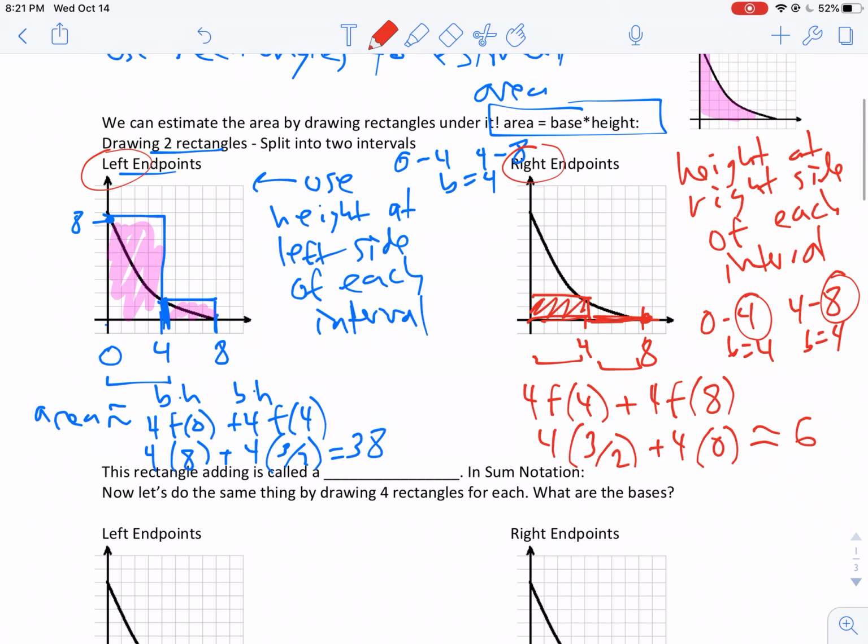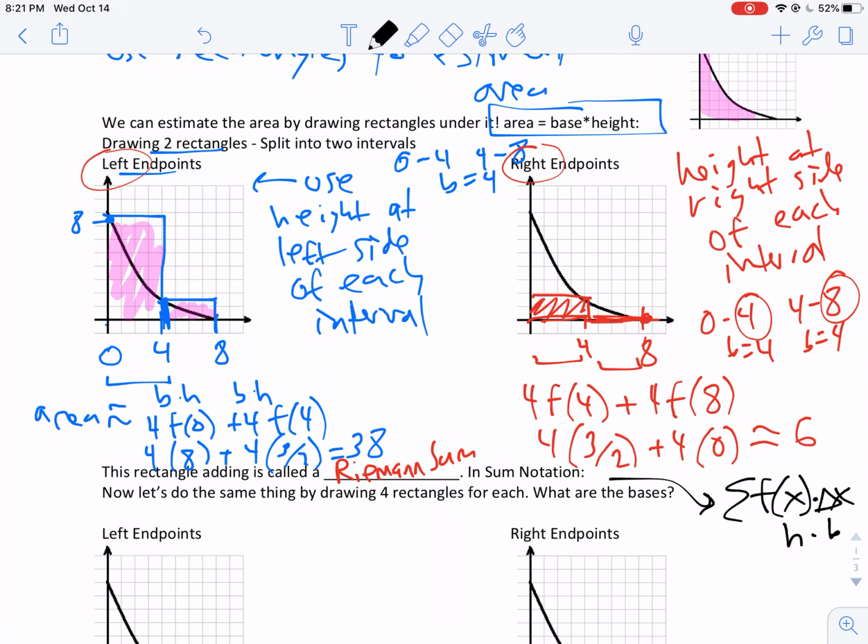Okay, and this idea of rectangle adding, again, this is called a Riemann sum. That's what we're trying to do. So basically the notation is we're adding together a bunch of terms that have a function times some change in x, where that change in x is a base and the height of the function is a height. And a rectangle, of course, is base times height.